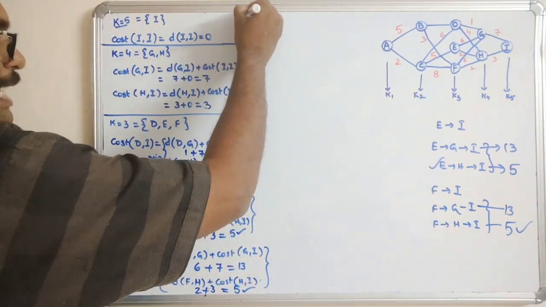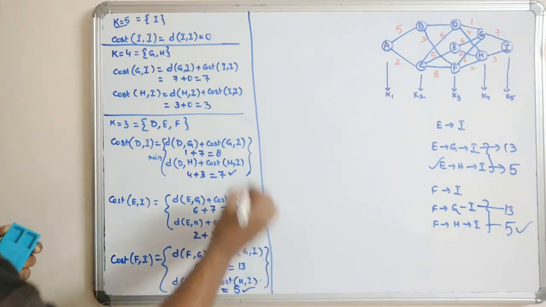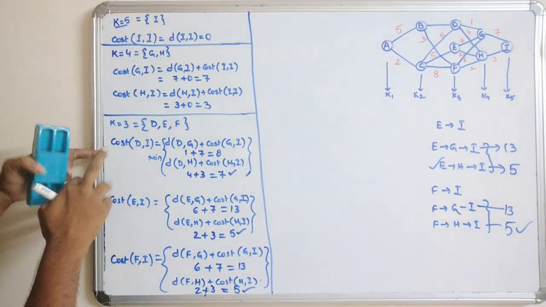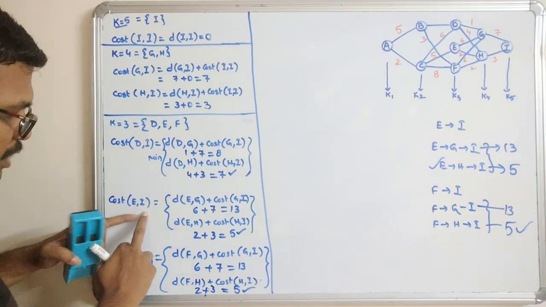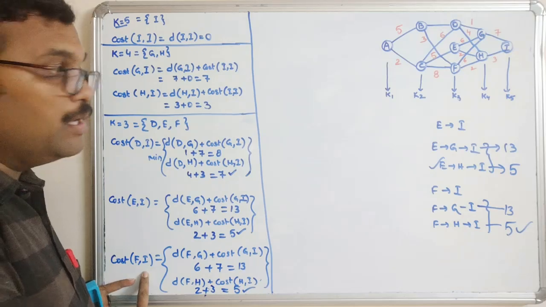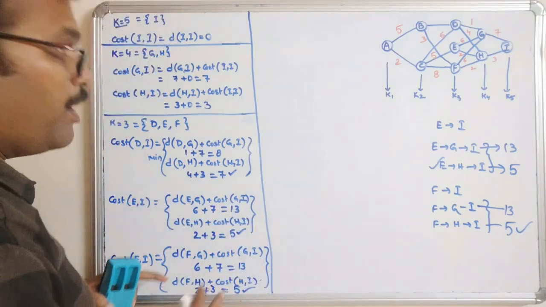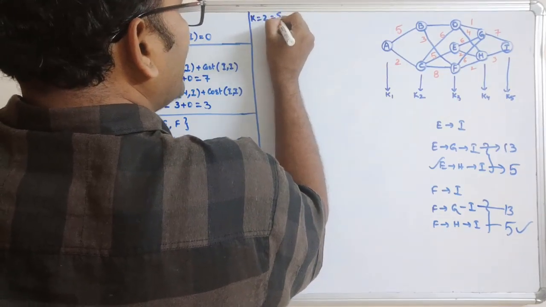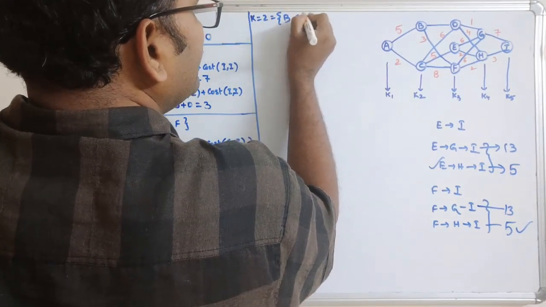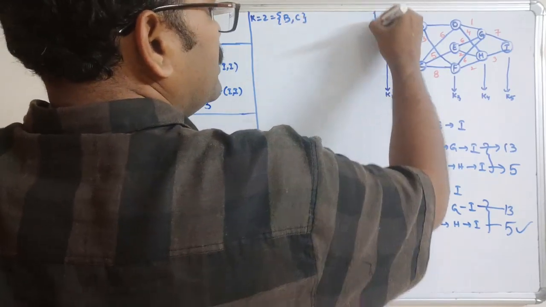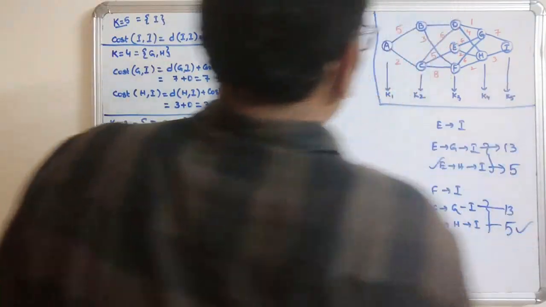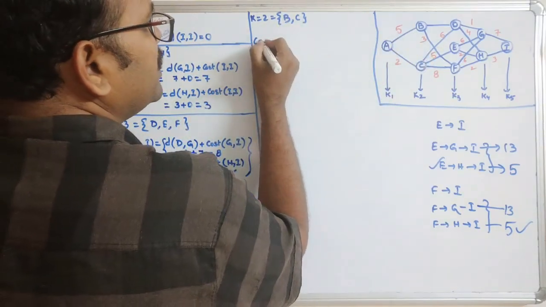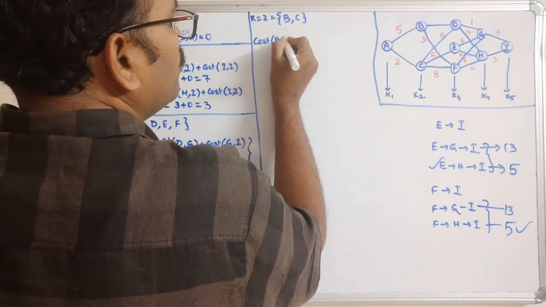Yes. So any other vertex in stage 3? You can observe in the stage 3, D, E, F. Already we have computed D to destination, E to destination, F to destination. Now we need to find out the cost from stage 2 vertices. So K is equal to 2, which is having the vertices B and C. B and C, right? Now, what we have to find? We have to find from B to I, so which is a cost of B to I.